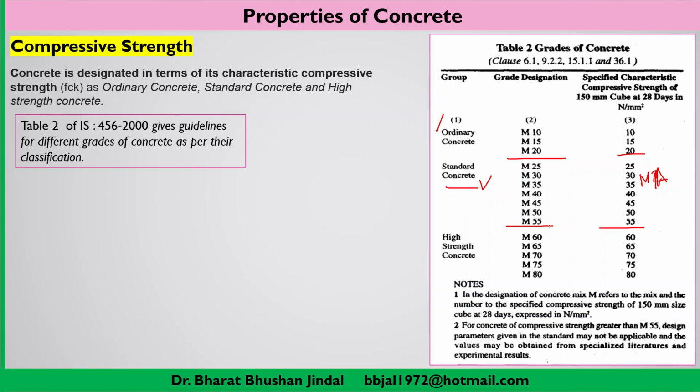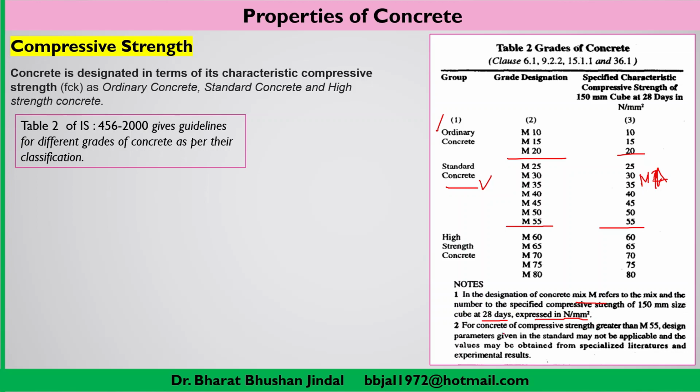Beyond M55 grade of concrete, these types of concrete are known as high strength concrete. Now here you can see the note that concrete is designated here M. You are well aware M is for mix and 10 is for the characteristic compressive strength in Newton per mm square, and this is the compressive strength obtained from 150 mm size cubes at 28 days of casting as per Indian standard.